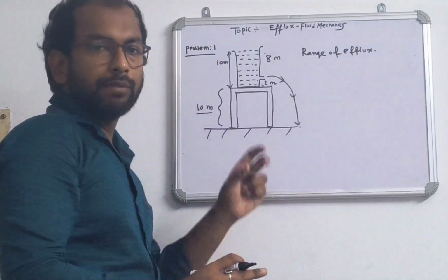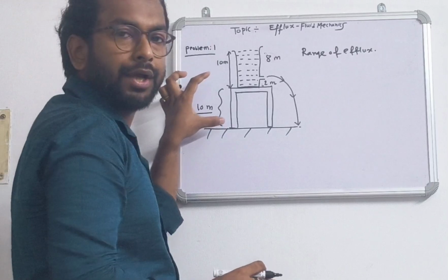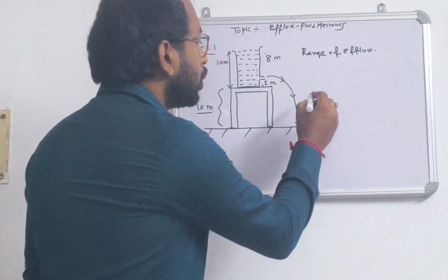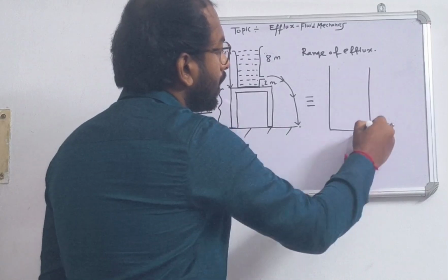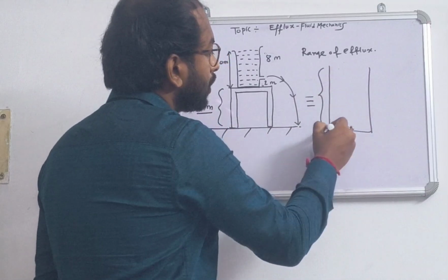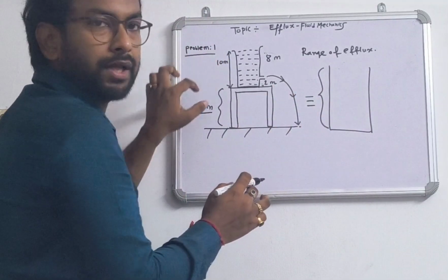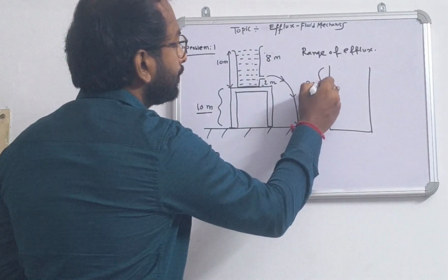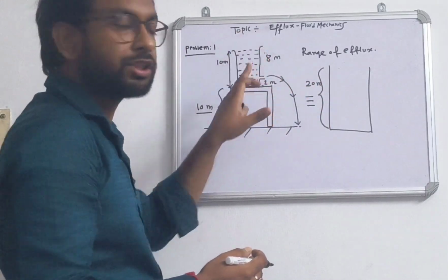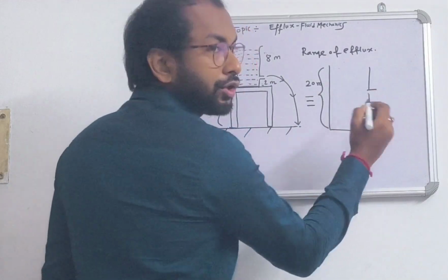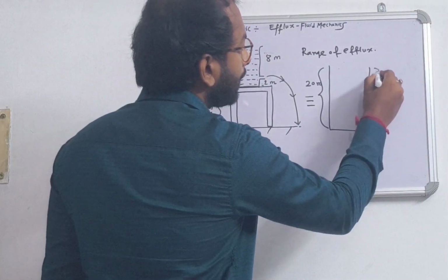Now see, the beaker is kept on a 10 meter height table. It can be reduced to an equivalent picture of a beaker which is having the total height of the liquid becoming 10 plus 10, 20 meter. And the orifice is at a depth of 8 meter from the surface. So you can draw like this at 8 meter.